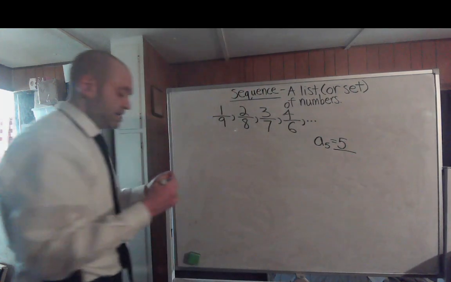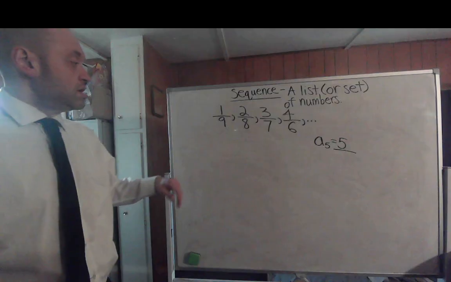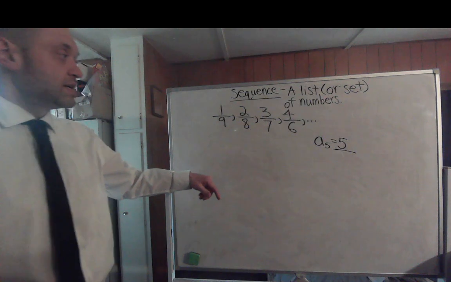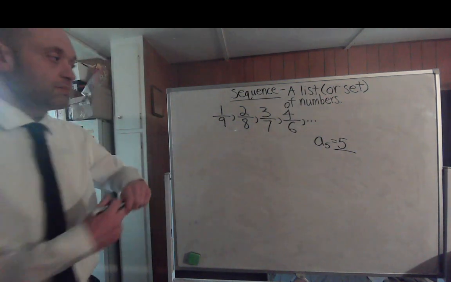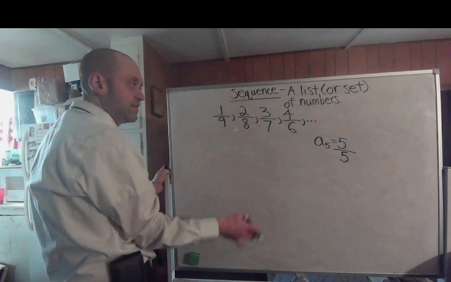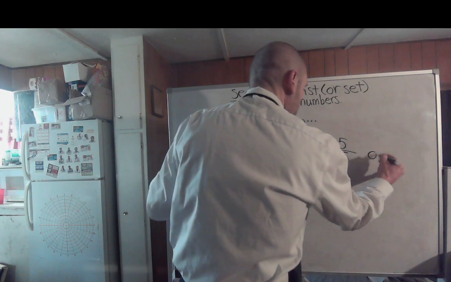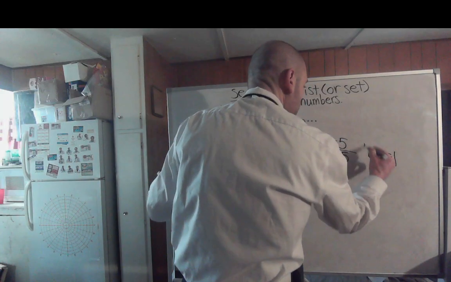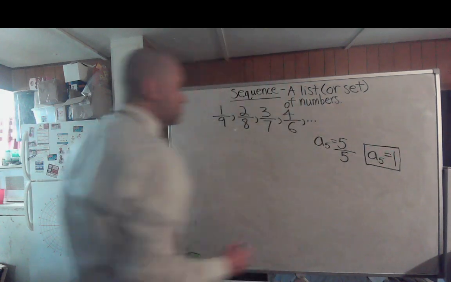Now what about your denominator? Well, it starts at 9, but it keeps going down by 1 unit, right? If the pattern continues, for the 5th number it should end up being 5 in the denominator also. So a sub 5 should equal 5 over 5, which actually means that a sub 5 should equal 1. That would be your 5th term, the whole number 1.